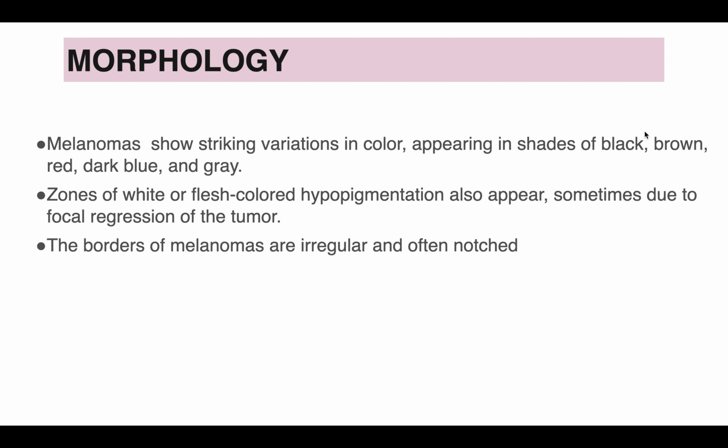Now going to the morphology, the gross morphology, how it looks. As we discussed with the ABCDEs, the melanomas show variation in color. They can be black, brown, red, dark blue, gray. These hues can be present. Sometimes there can be zones of hyperpigmentation in a hyperpigmented mole. Then the borders of the melanoma are irregular and often notched.